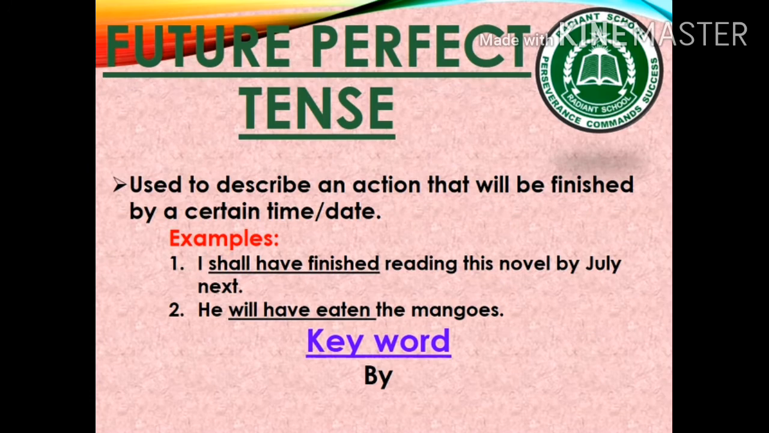Our next tense is future perfect tense. It is used to describe an action that will be finished by a certain time or date. For example, I shall have finished reading this novel by July next. He will have eaten the mangoes. The keyword for future perfect tense is by.